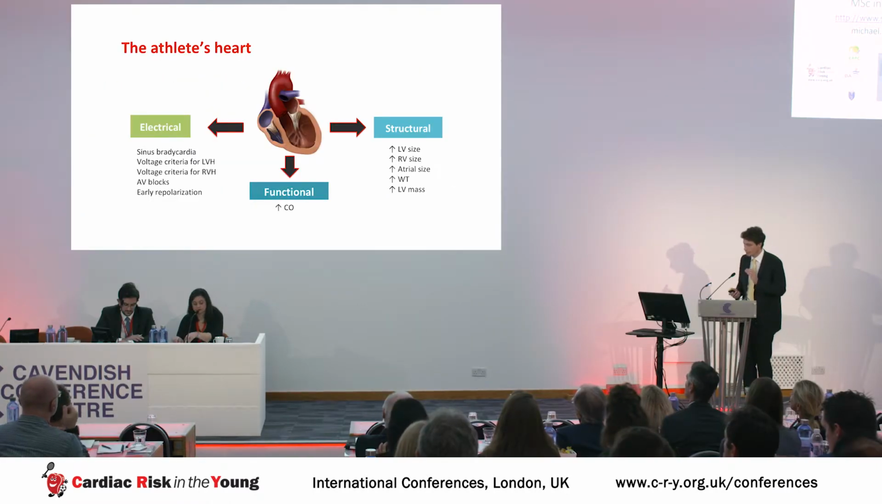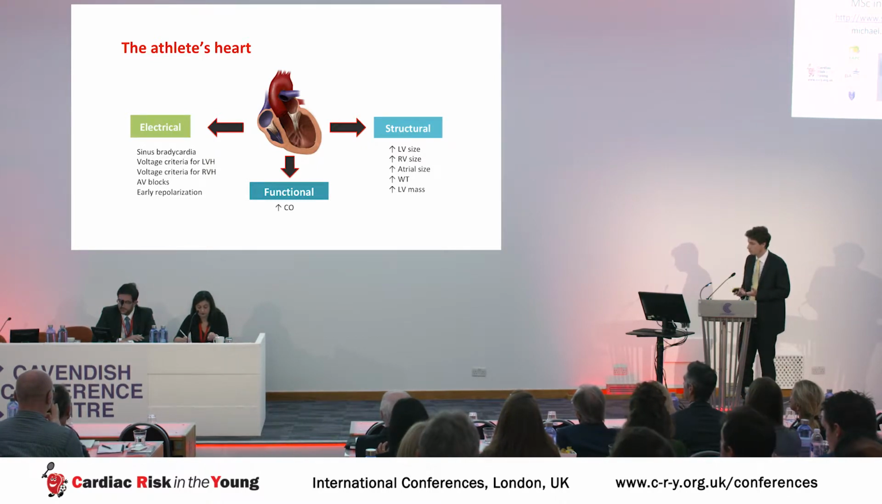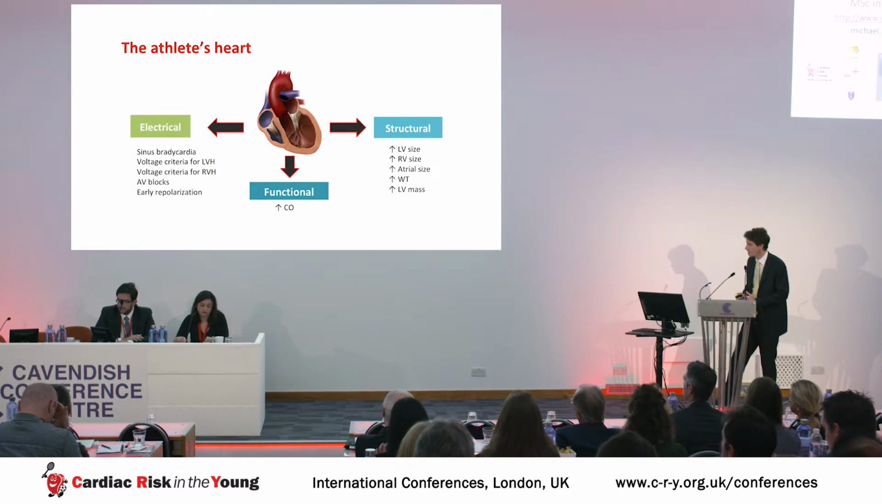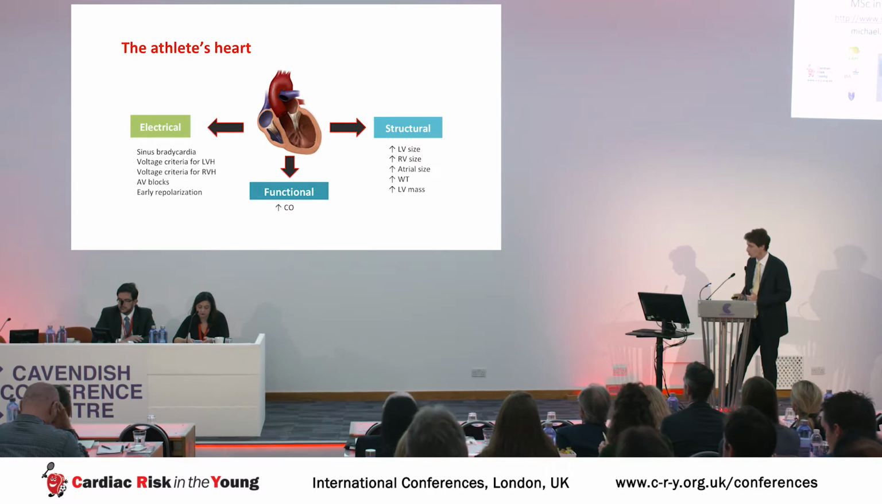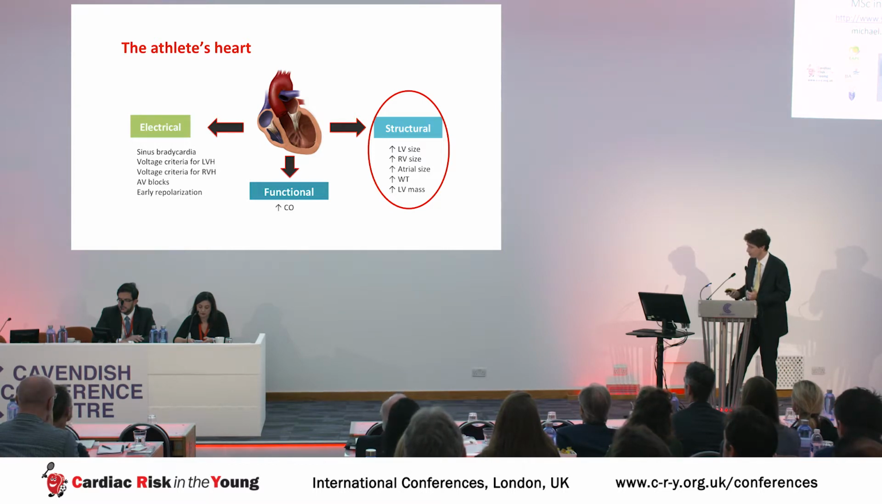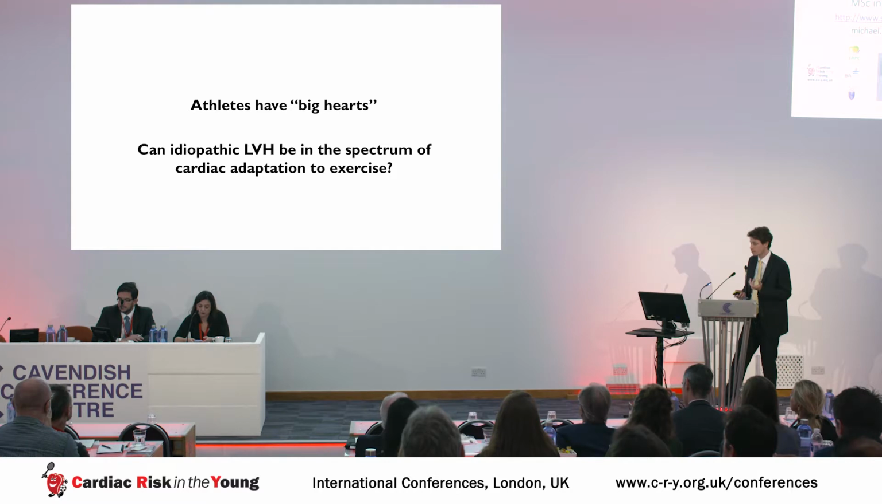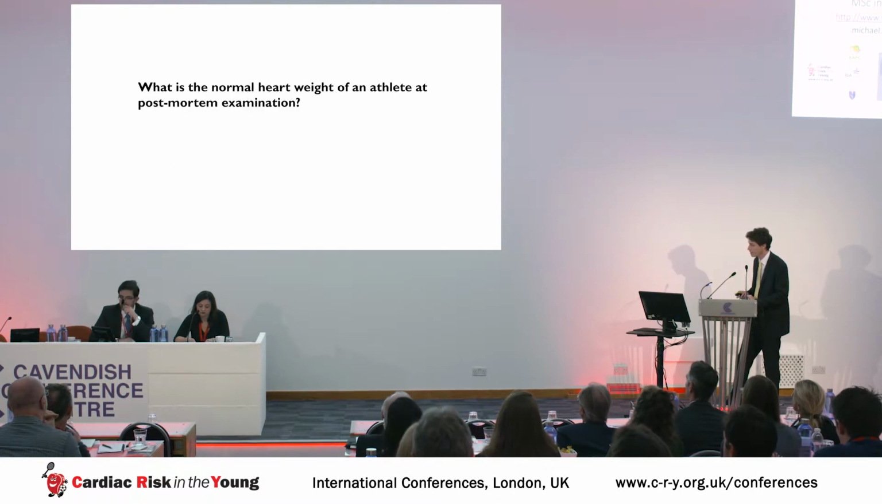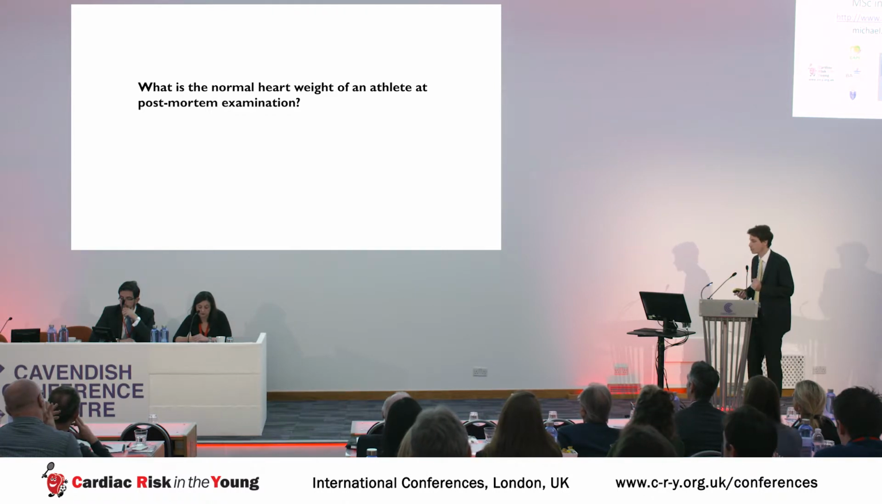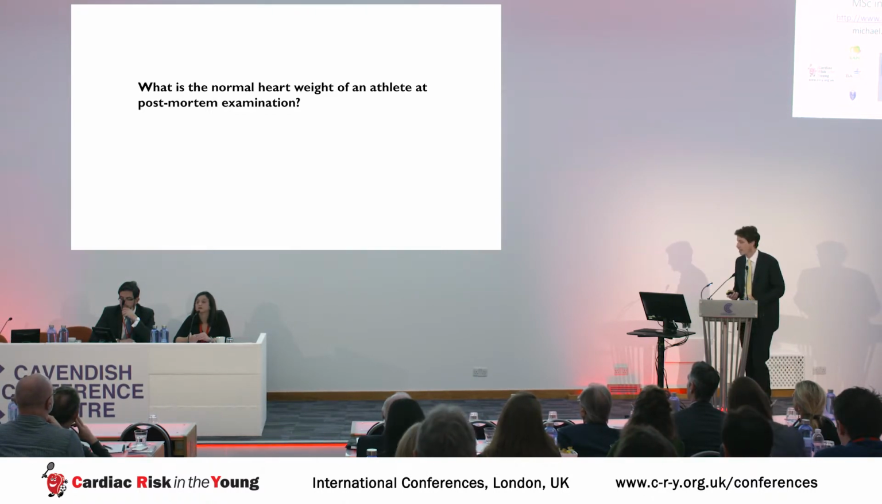Of course, dealing with the first slide, we have good left ventricular hypertrophy, the athlete's heart, physiological cardiac adaptation to exercise. We have known for a few decades that athlete's heart means electrical, functional, and structural changes. Related to LVH, we know that athletes may have LVH and an increase in LV mass. So another relevant question is, athletes have big hearts, so can idiopathic LVH be in the spectrum of cardiac adaptation to exercise? However, a related question is, what is the normal heart weight of an athlete at postmortem examination?